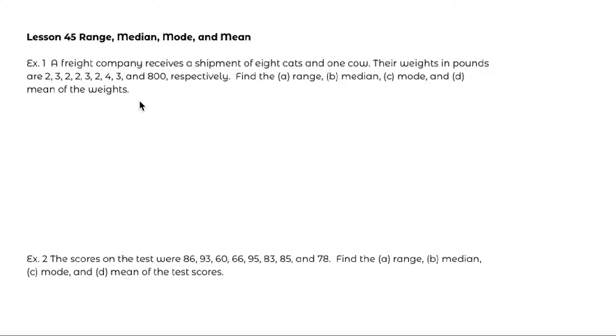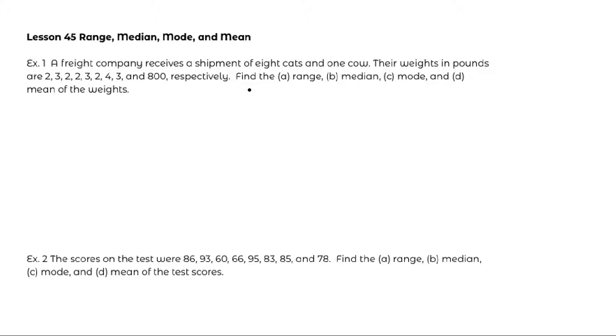So the first one is a freight company receives a shipment of 8 cats and 1 cow. Their weights in pounds are 2, 3, 2, 2, 3, 2, 4, 3, and 800. I wonder which one's the cow. We are to find the range, the median, the mode, and the mean of the weights. So we need to know what each of these things are.